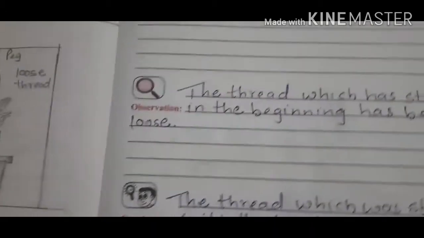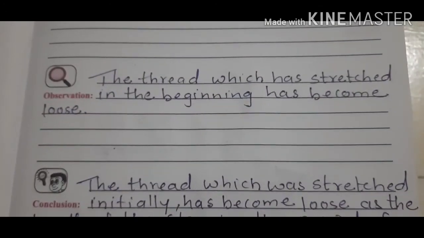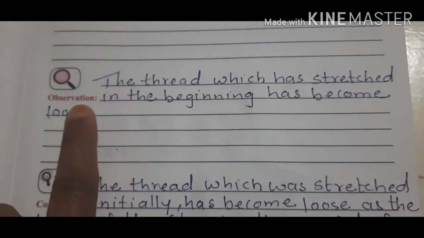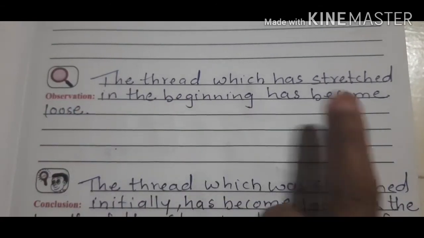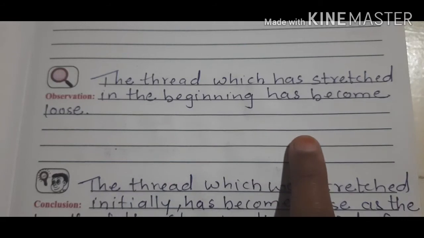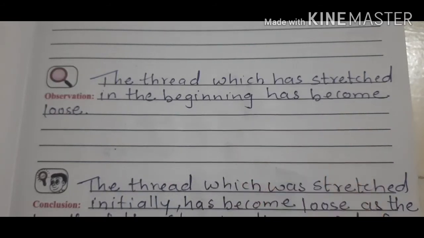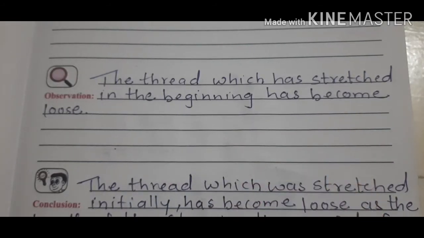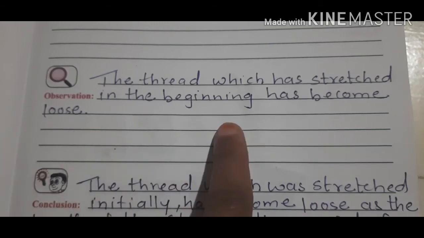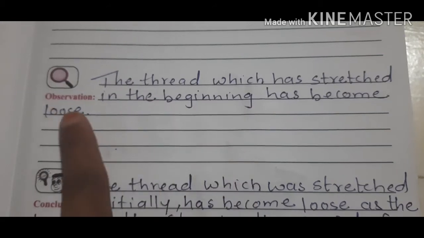Yes, then this is the observation part. This is the observation, students. This also you have to write. Everything is given there. Nowhere you have to go in search of the answer. Everything is there. Just you have to copy it out in the correct column.